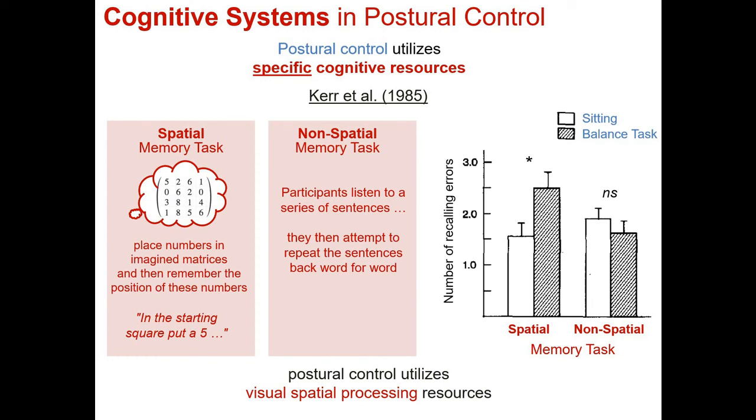Here we see the results. On the y-axis, we have the number of recall errors. Recall errors are either incorrect entries in the matrix or incorrect memory of the words from the heard sentences. Notice that the increase in errors we see when the balance task is much harder only occurs for the spatial memory task. Changing from the simple balance task of sitting to the harder balance task has no effect in the context of the non-spatial memory task. The implication here is that postural control utilizes visual spatial processing resources.